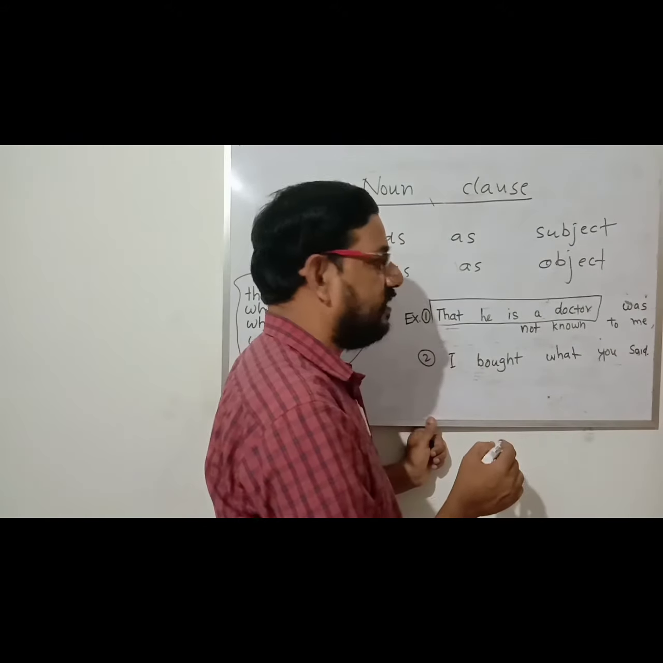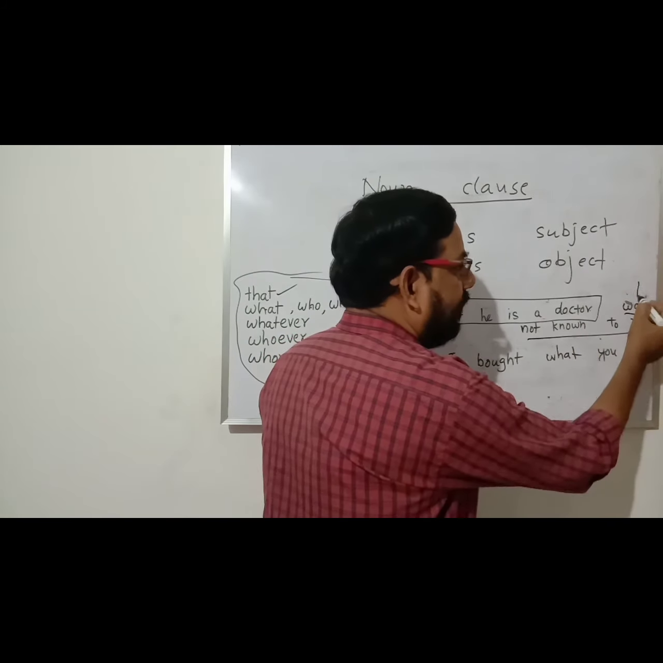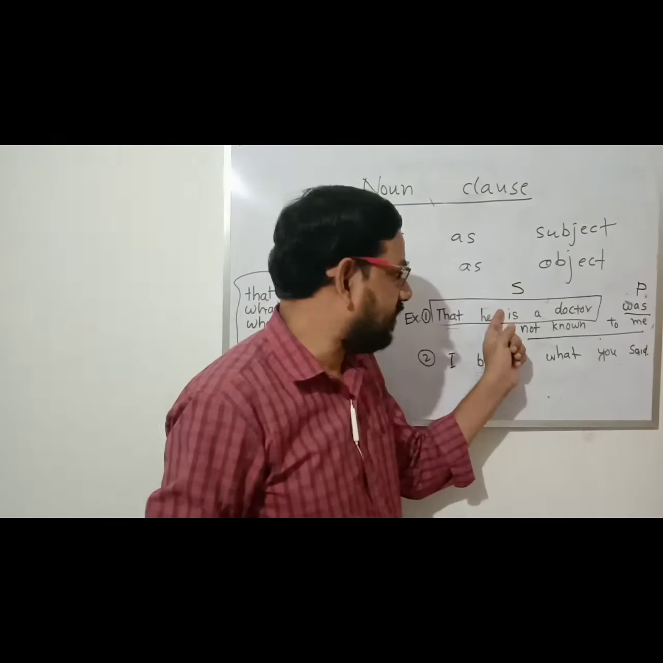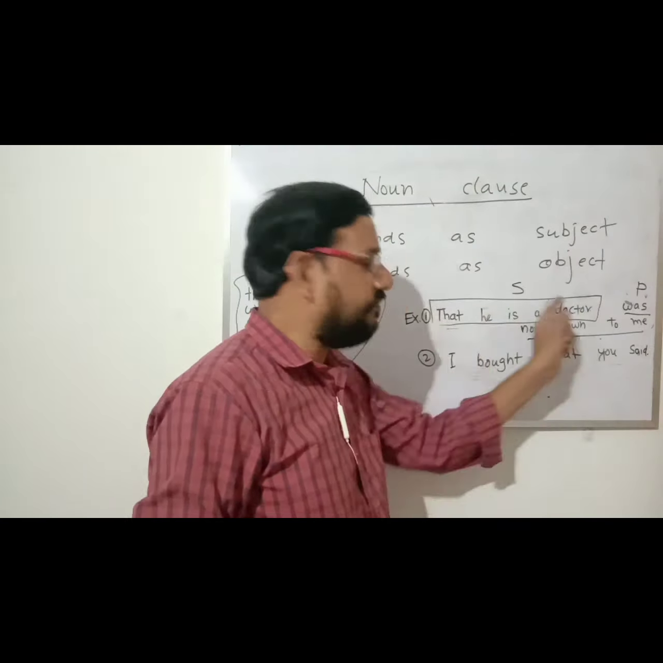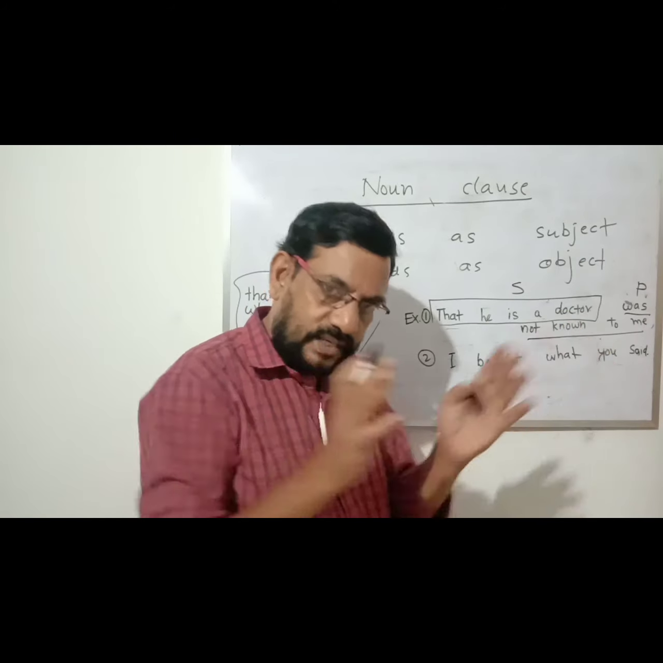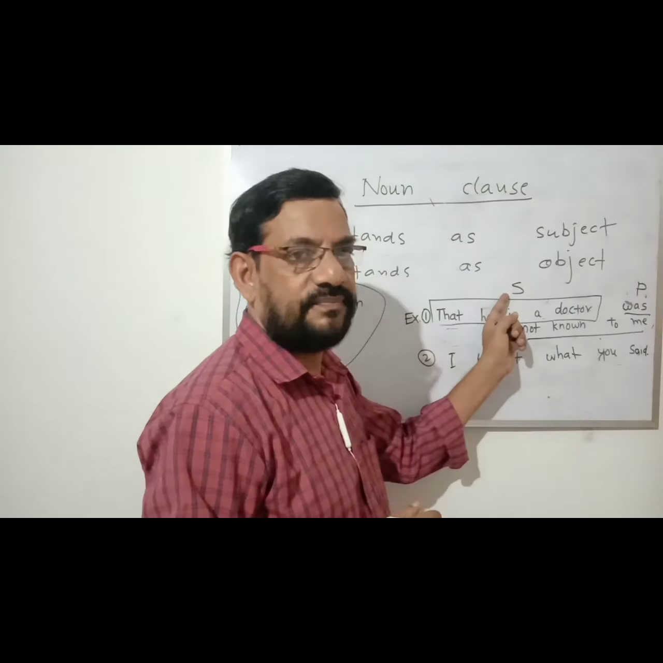That is a doctor was unknown to me. This is the predicate: was unknown to me. Predicate. That is a doctor. Subject. The subject has come in a group of words. A group of words are there in the subject, and all those words are related together or standing together to work as a subject.